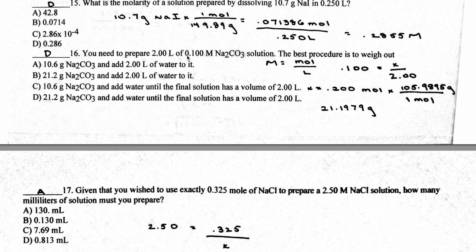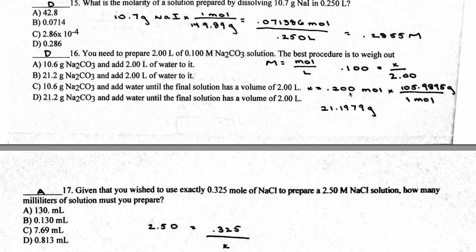You need to prepare a 2-liter solution of 0.1 molar Na2CO3. The best procedure is to, okay, first find out how much of this I need. So I need to calculate how many moles of the solid I need. I'm going to put 0.1 here because that's molarity. I'm going to have a 2-liter solution, so that'll go on bottom, and I'm going to solve for X. What I get is 0.200 moles.